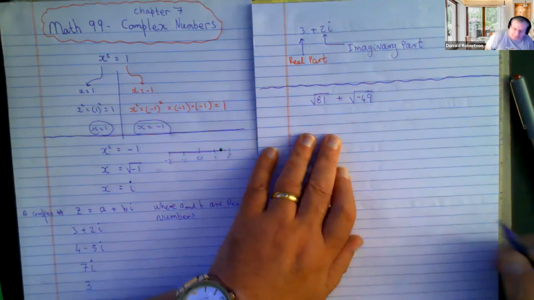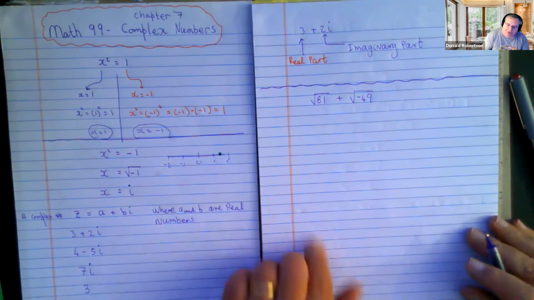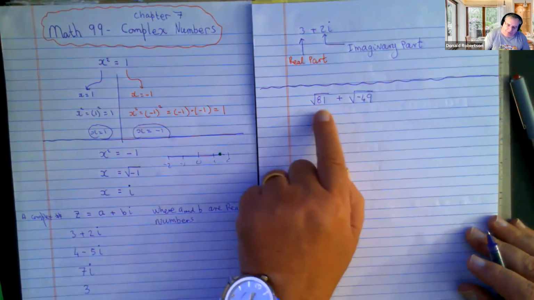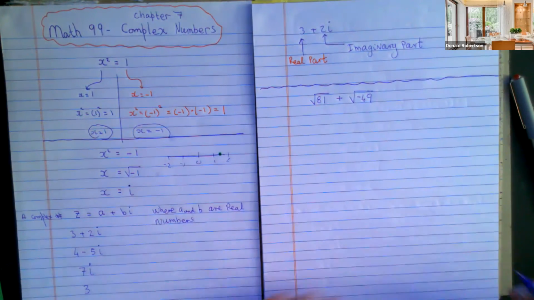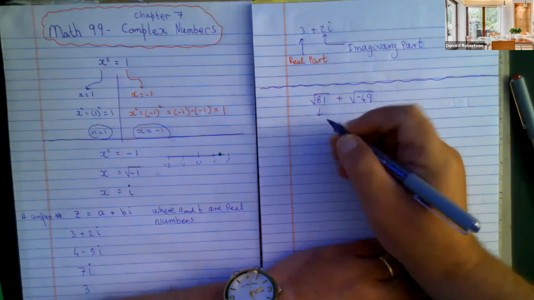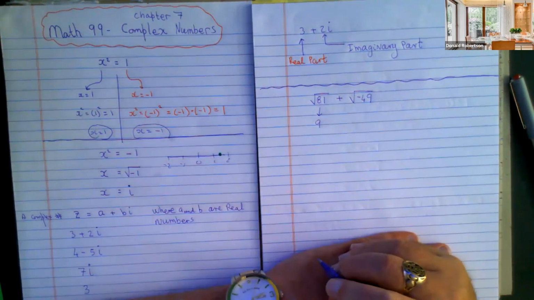So let's take that guy. Now they both have square roots, but each of these square roots can be simplified. So that's what I'm going to do first. 81 is a perfect number. Its square root is 9.